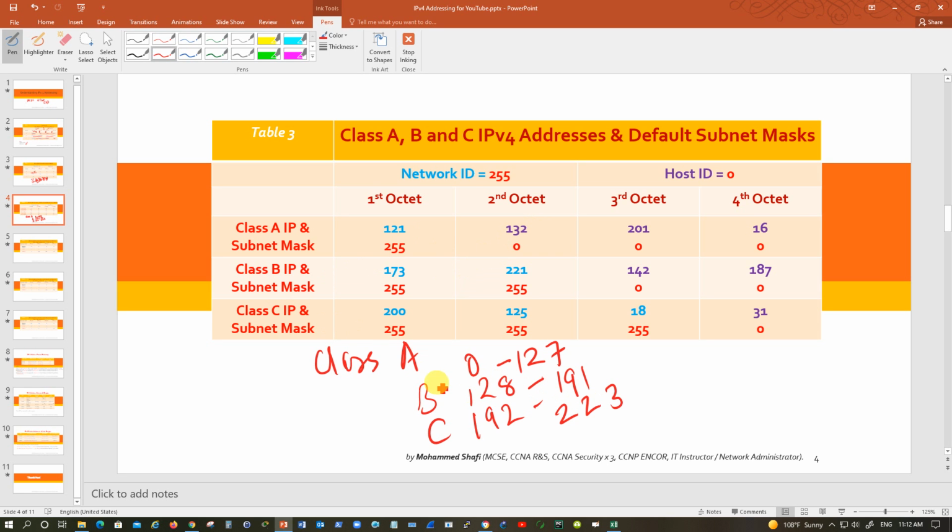Likewise, if the first octet ranges from 128 to 191, it is considered a class B address, where you are supposed to type 255.255.0.0 as your subnet mask on the devices. Class C is the opposite of class A. There you have just one net ID, here they have 3 net IDs and just one host ID. So this is how you figure out the net IDs and host IDs.